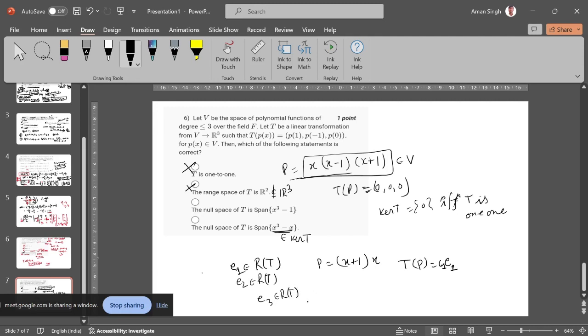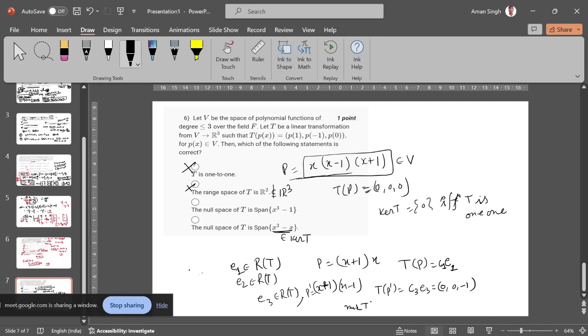Okay, let's say once more, we have 2 more minutes. We can do this. Why does E3 belong to the range of T? You can take this polynomial x square minus 1, meaning x plus 1 times x minus 1. If this is your polynomial P prime, let's say, then T of P prime is equal to some constant, let's say C3, into E3. First two coordinates will become 0, since I evaluate at 1 or minus 1 and it is 0. But the third coordinate is different: it is minus 1. In fact, it is 0, 0, minus 1. So C3 is just minus 1. So what is the rank of T? Rank of T is 3. What is the kernel of T, meaning the nullity of T?